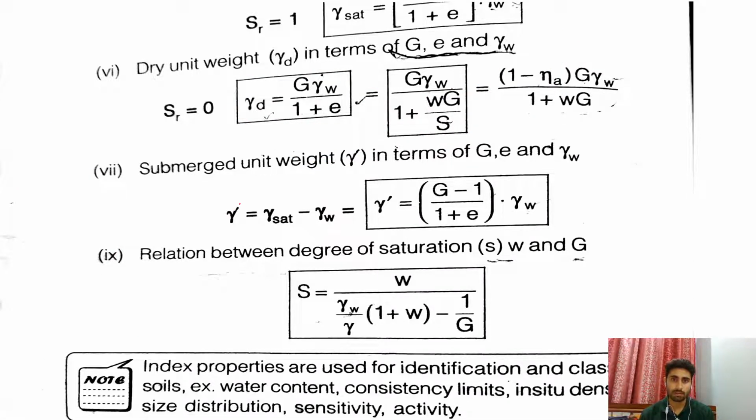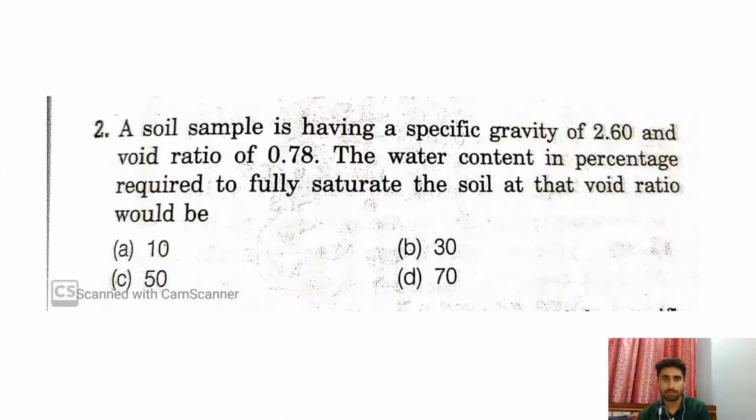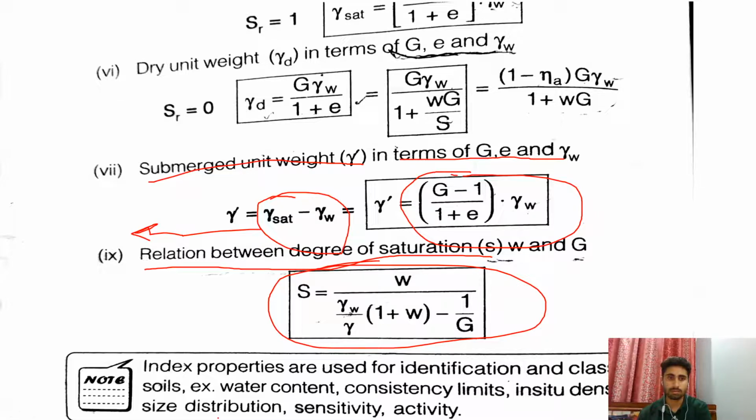Then another equation we will use to find submerged unit weight in terms of G and gamma W. What is submerged unit weight? It can be found from gamma sat minus gamma W. So if you use this equation, the final equation you will get is (G minus 1) upon 1 plus e into gamma W. And another equation, we have the relation between degree of saturation S, W and G, which is this one. Okay, now we are going to see some numericals.